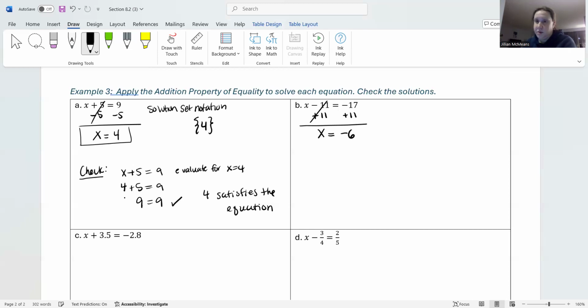So we think our solution is negative 6, but let's check. So we know from the previous example, to check our work, we basically just evaluate the left-hand side of the equation for negative 6 and see if we get it to equal the right-hand side. So we just rewrite the equation. Anywhere we see an x, we replace it with a negative 6. So we get negative 6 minus 11.